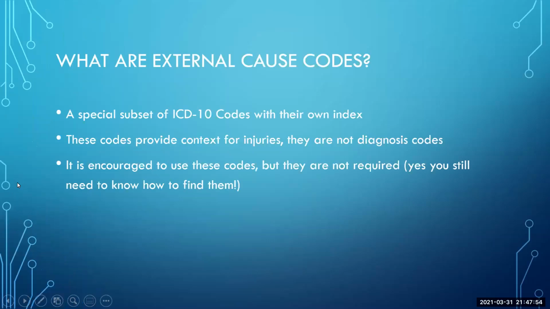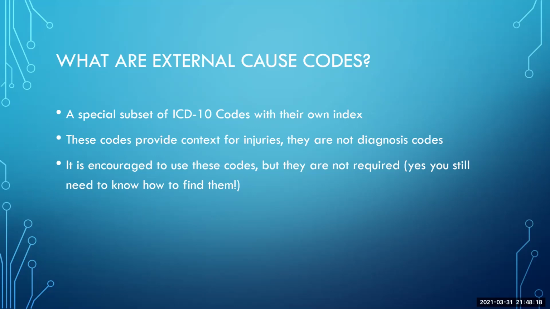So what are external cause codes? External cause codes are a special subset of ICD-10. It has its own index, and these codes provide context for injuries only. They are not diagnosis codes. They are not encounter codes. So that is probably the way that they differ the most from Z codes.